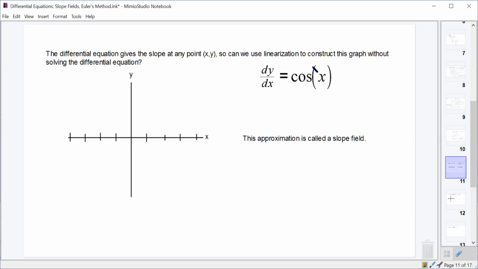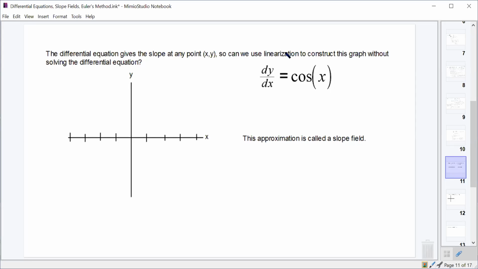But if perhaps we didn't know what the actual solution to that differential equation was, it might be helpful for us to draw a bunch of little slopes at a bunch of different points in the plane that we could then sketch a curve through to give us a general idea of what the solution looked like. So we're going to do that with a nice easy one like cosine x right now.